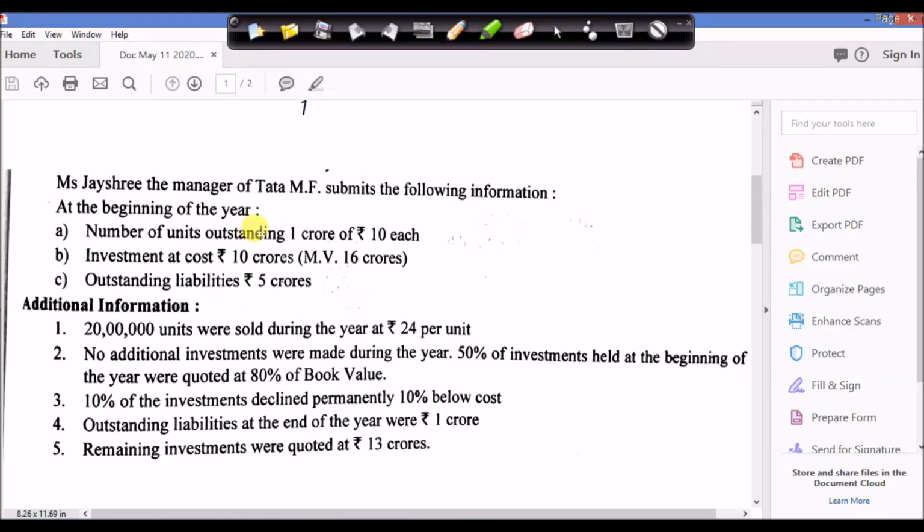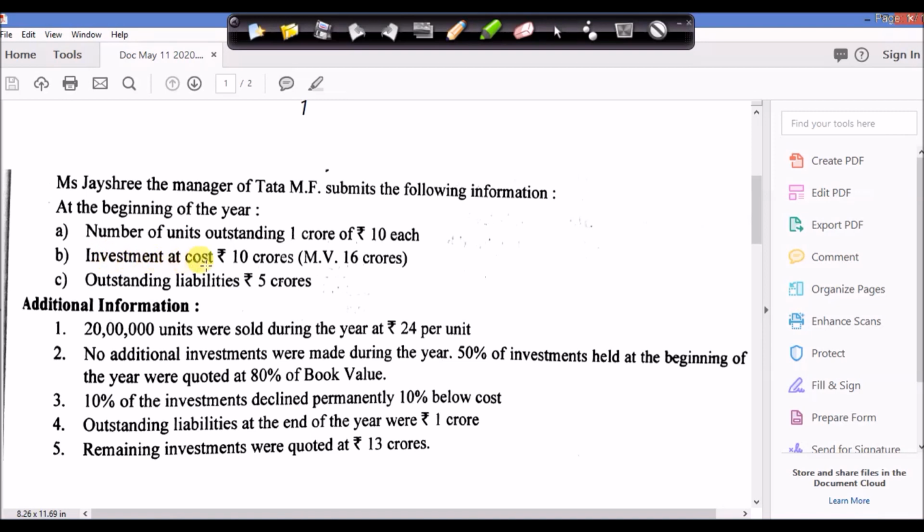So hello friends, today we are going to start with this first sum. I'm reading the first sum for you. Messrs. Jayashree, the manager of Tata Mutual Fund, submits the following information. At the beginning of the year, the number of units outstanding is 1 crore units of rupees 10.